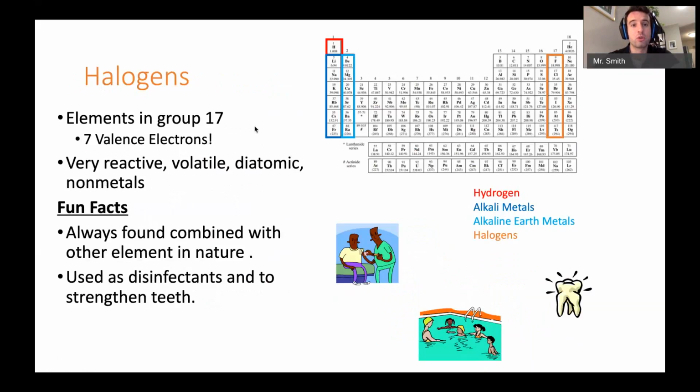So for example, you wouldn't see just one chlorine ion, one Cl ion floating around. There would be two of them stuck together. Or you wouldn't see one fluorine ion floating around, you'd see two of them stuck together. Chlorine's used in pools. Iodine is used to help treat wounds before surgery. And fluorine is used in your teeth, fluoride.